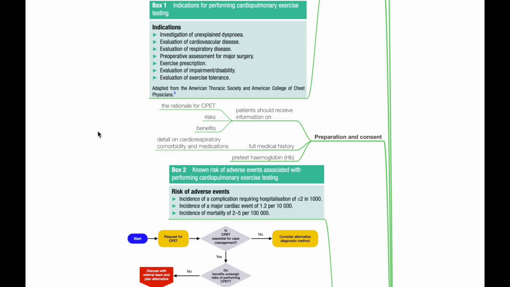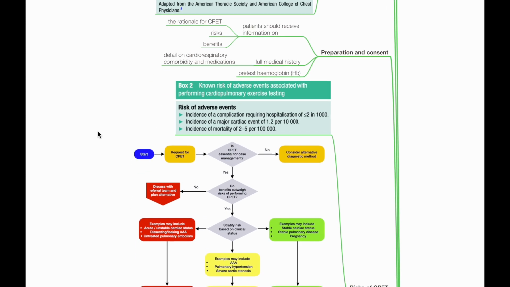Preparation and consent. Patients should receive information on the rationale for CPET, its risks and benefits. Full medical history with detail on cardiorespiratory comorbidity and medications is required, along with pre-test hemoglobin. Known risk of adverse events associated with CPET includes incidence of complications requiring hospitalization, 2 in 1,000, incidence of major cardiac event, 1.2 per 10,000, incidence of mortality, 2 to 5 per 100,000.